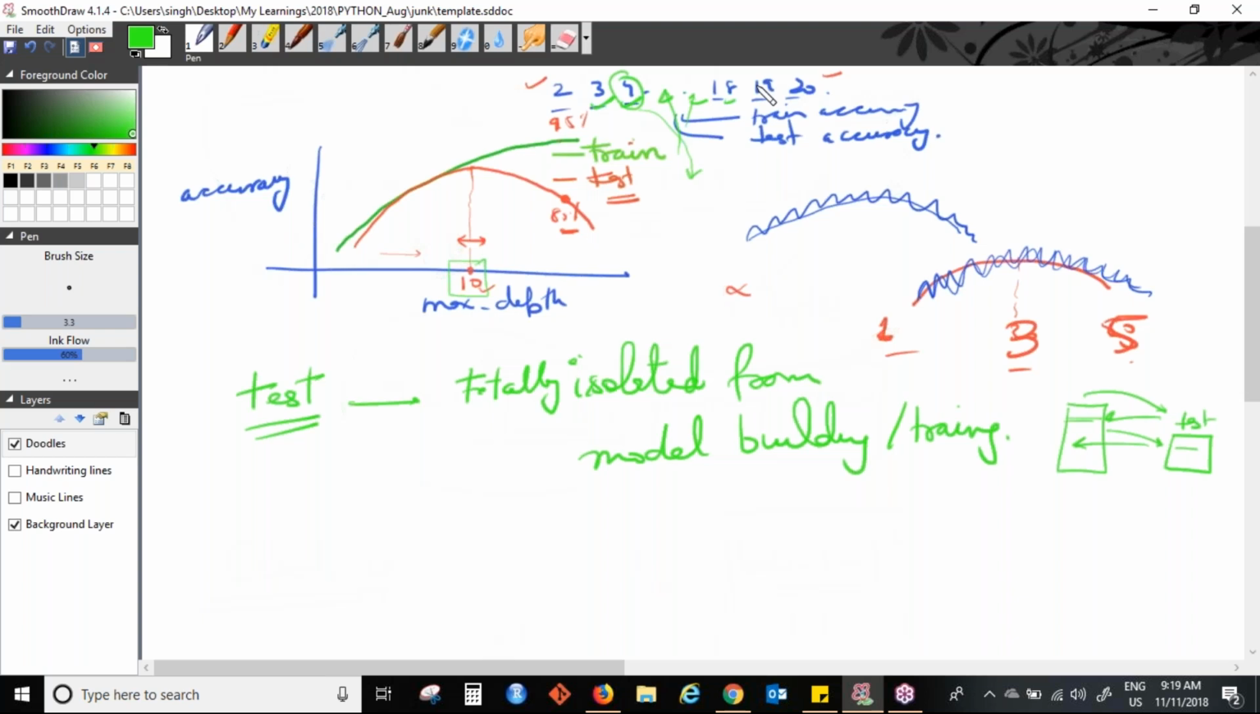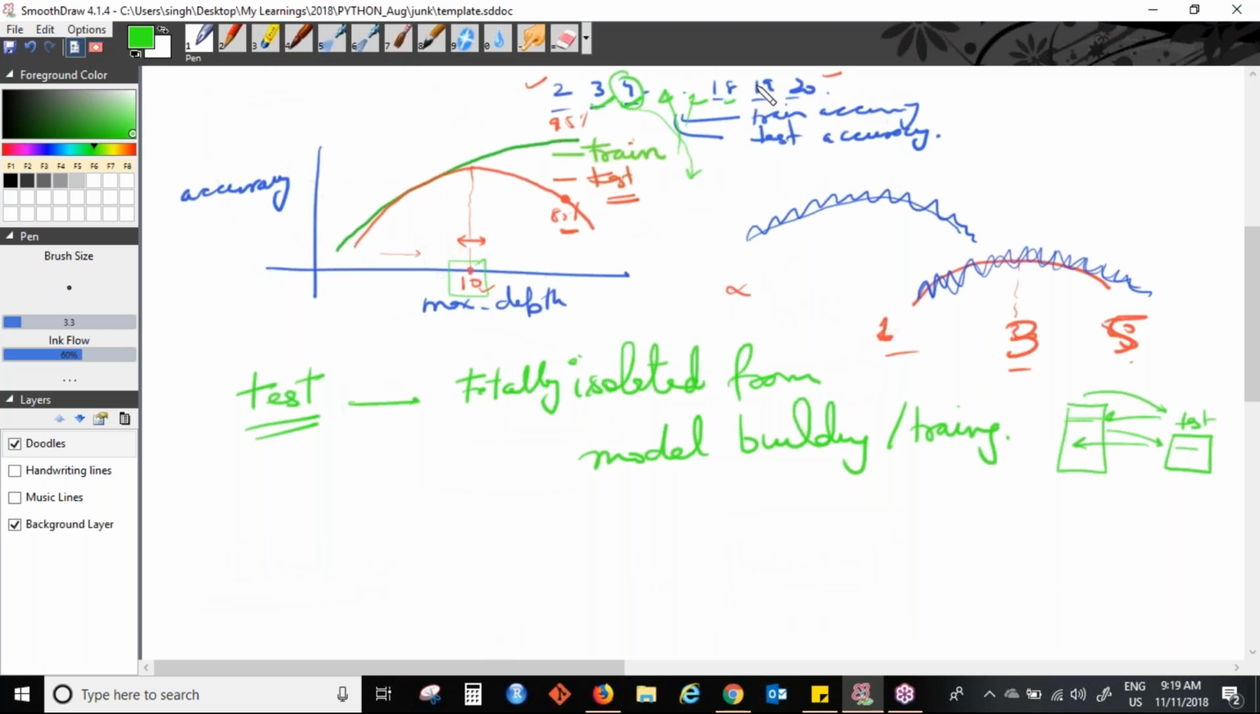Okay, changing your answers. So you give some answer, it doesn't give you good marks, so you change your answer again. This is similar to what we are doing here because we are changing the value of max depth based on the accuracy on the test data. But this is wrong, right? We should not be allowed to do this.